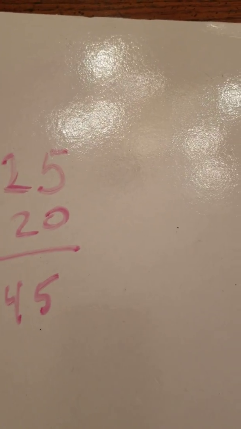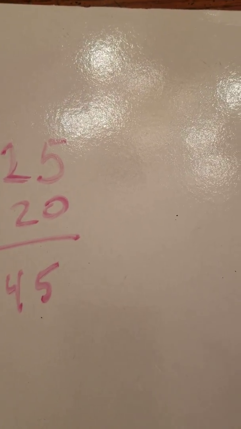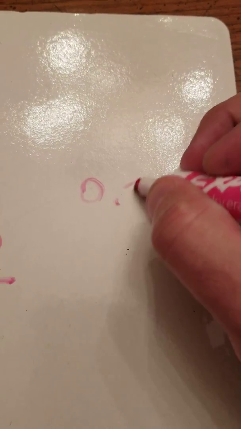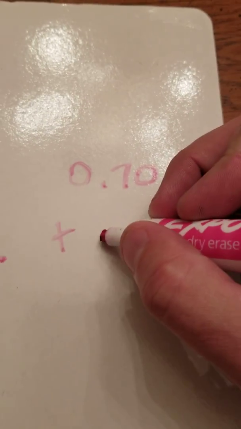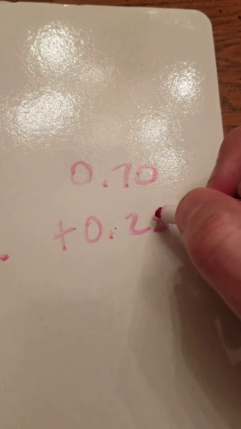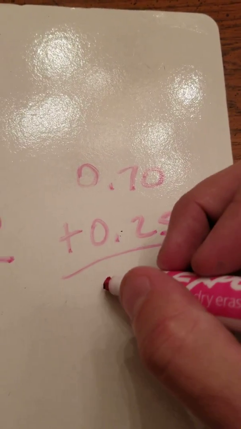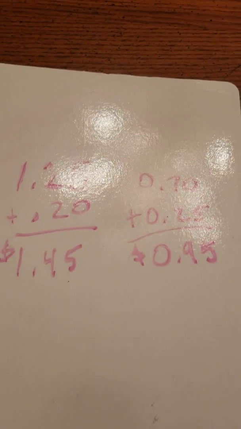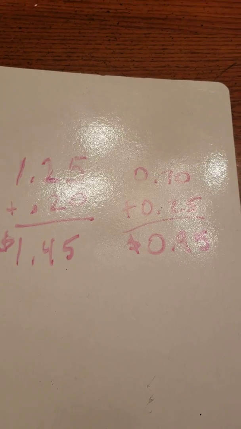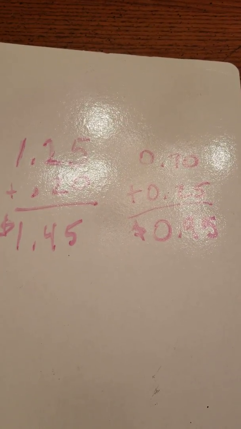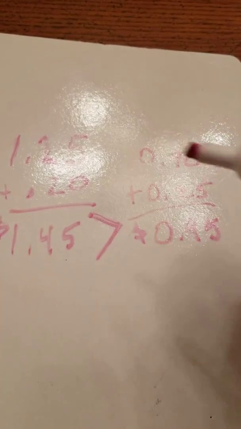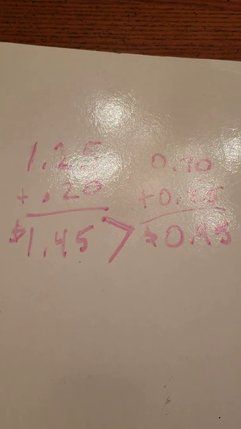Now Gabriel, he has 7 dimes and 5 nickels. Well, 7 dimes is 70 cents. 5 nickels is 25 cents. So when I add those, Gabriel has 95 cents. So when I compare $1.45 to 95 cents, I can see that $1.45 is greater.